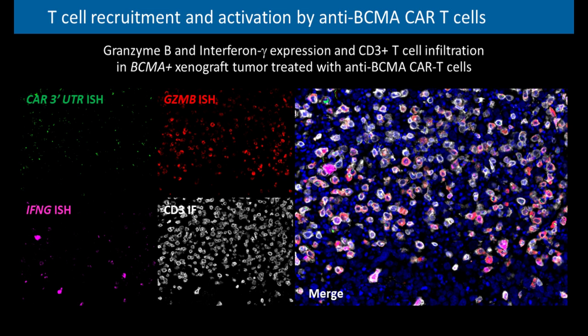And here is just an example of how, using the multiplex assay in the anti-BCMA model, we were able to now visualize the CAR T cells indicated in green, all T cells indicated in white by CD3 antibody, engaged T cells indicated in red by granzyme signal, and expression of interferon gamma indicated in pink. So we were able to distinguish between CAR T and endogenous T cells and then visualize which T cells were engaging.